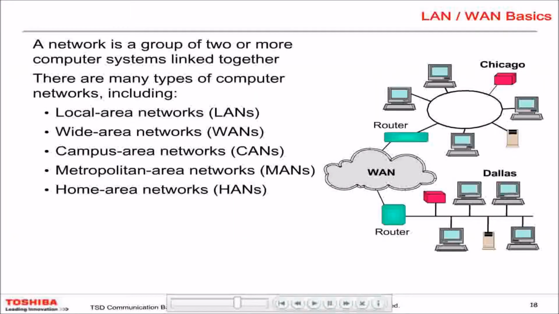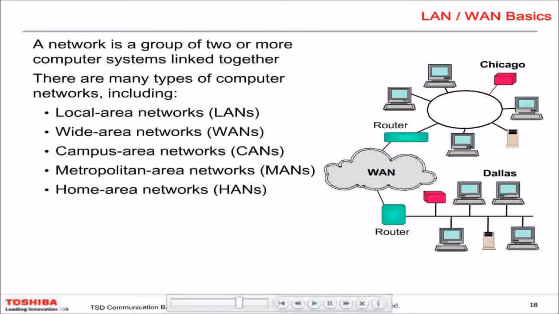There are many different types of networks, including local area networks, or LANs. The computers are geographically close together, usually in the same building. Wide area networks are WANs. This is when computers are farther apart and are connected by telephone lines or radio waves. Like two LANs make a WAN, for example.